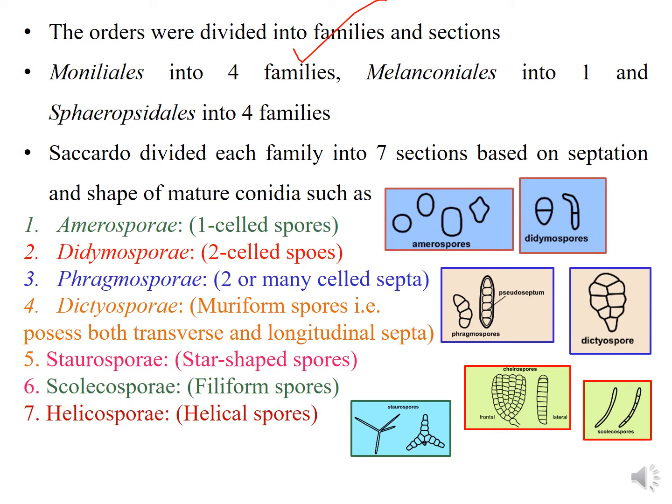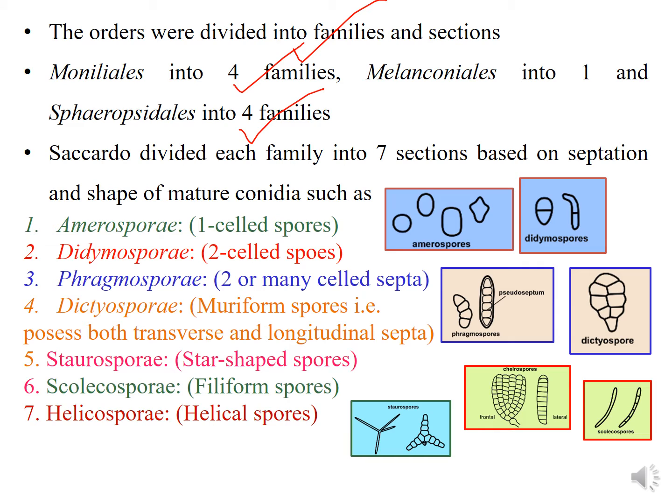If you see Moniliales, it is divided into 4 families, Melanconiales into 1 family, and Sphaeropsidales into 4 families. Then Saccardo divided each family into 7 sections based on septation and shape of mature conidia. Here in these pictures you can see the various shapes of conidia and their septation inside the conidia. So, what are the different types of those sections?